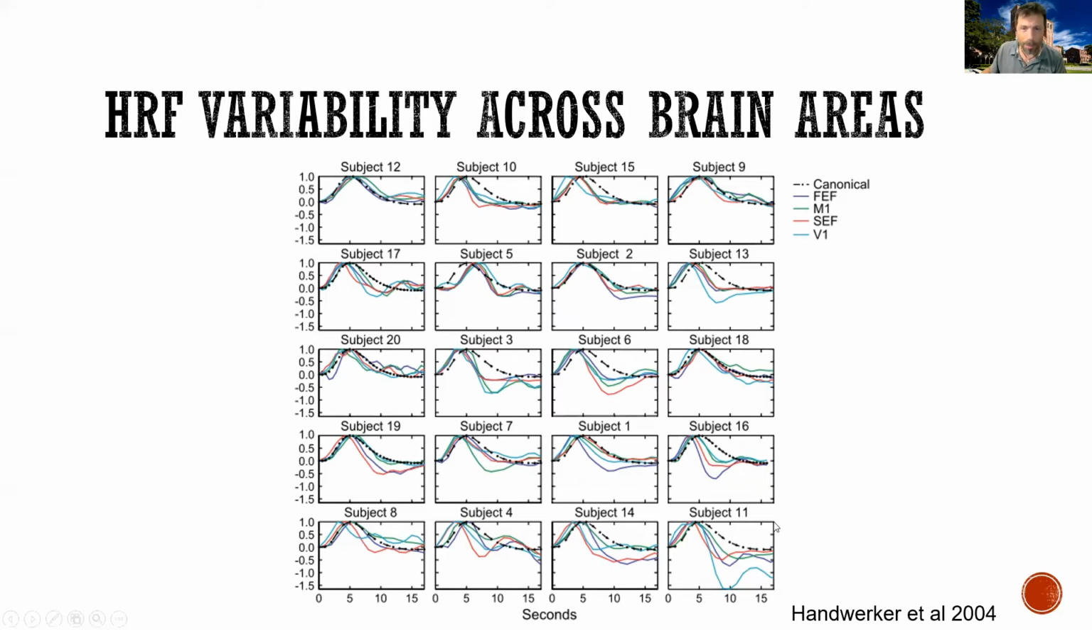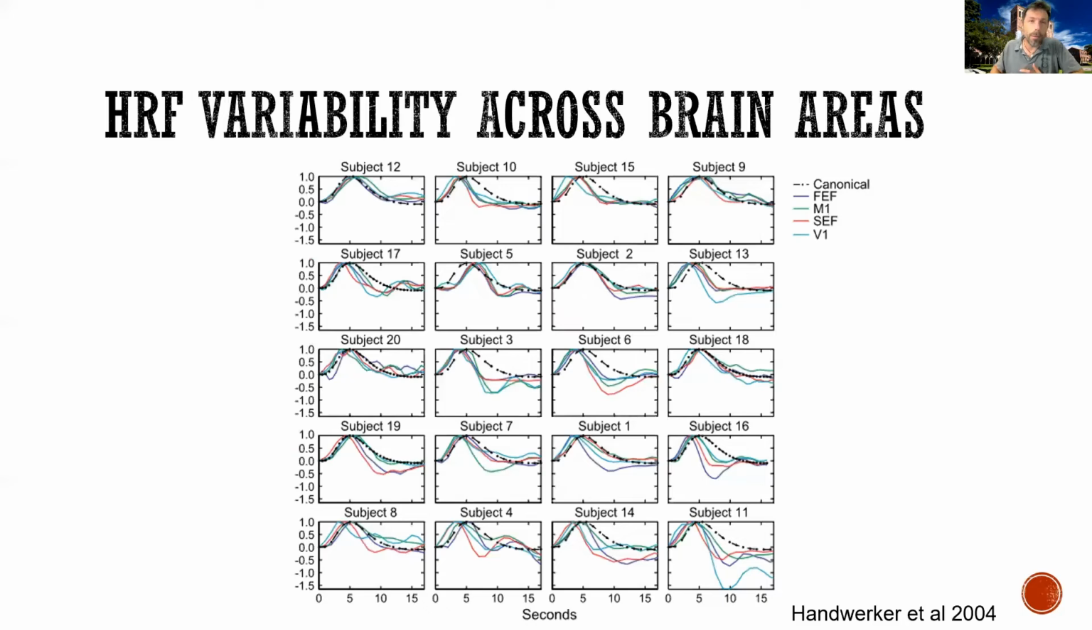And for example, if you look at perhaps the most dramatic, subject 11 at the bottom right of this graph, you can see again the canonical shape right here. And then look at how different V1 is with this giant dip down here. And even the other ones are still very different. For example, this is the frontal eye fields, supplementary eye fields in red, and then M1 in green. So even within the same subject, not only is there a lot of variability within and across days, but even across different parts of the brain, there's a lot of variability.